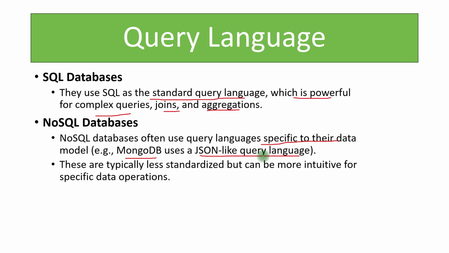So based on the NoSQL database and its underlying data format, the query language changes. Let's say we have 10 attributes, it won't be possible to query from all 10 attributes. I have to define in advance which keys I can use to query that data. These are typically less standardized but can be more intuitive for specific data operations. So this is very important to keep in mind: specific data operations.